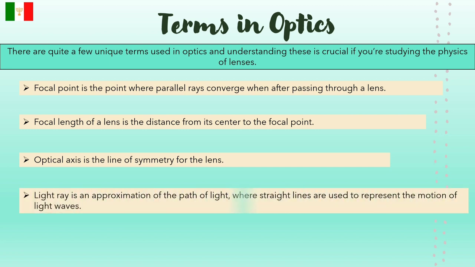Fourth, light ray is an approximation of the path of light, where straight lines are used to represent the motion of light waves. The fifth one is biconvex lens. This is a simple optical lens with two convex surfaces.